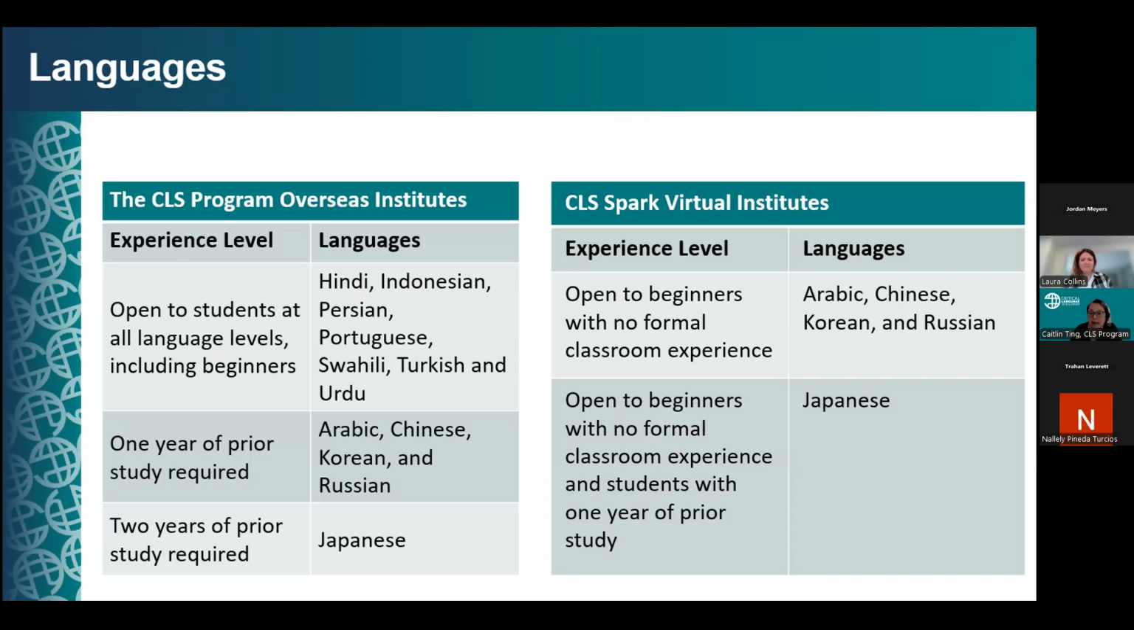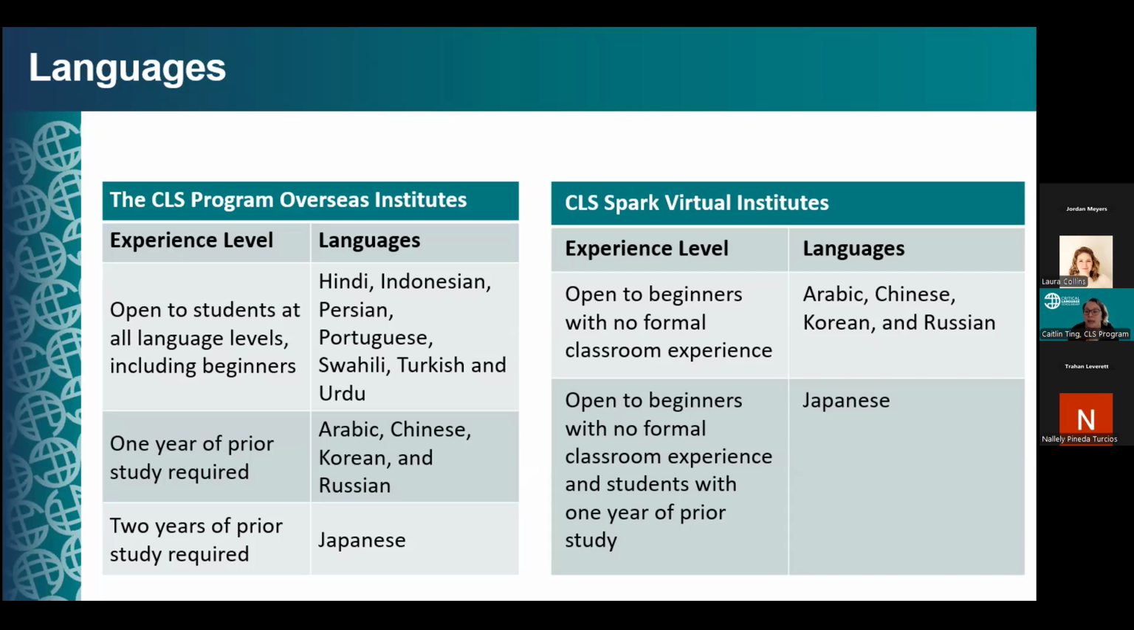You're going to want to have some sort of language experience. It could be from the classroom study, but could also be in order to meet the prerequisite. So for overseas, Arabic, Chinese, Korean, and Russian all require 1 year of prior experience, and Japanese requires 2 years of previous experience. With CLS Spark, on the other hand, this is instruction at the beginning level virtually.